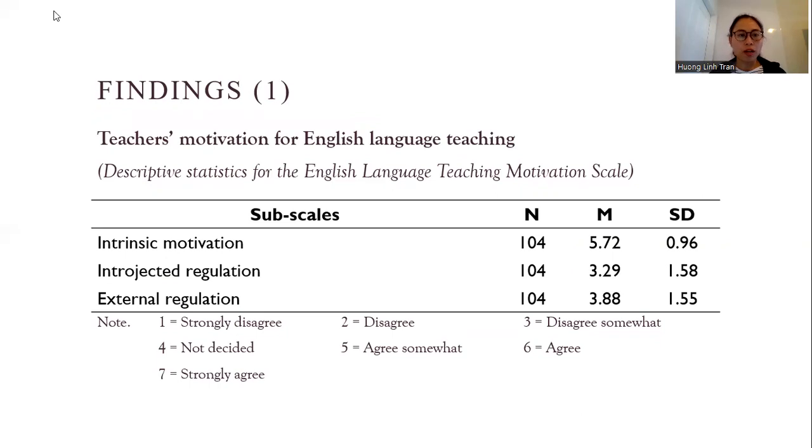So these are the findings of the current study. This is the descriptive statistics for the English language teaching motivation scale. It can be seen that teachers in the current study reported a relatively high, but not too high, level of intrinsic motivation, a low level of introjected regulation, and a low level of external regulation for English language teaching.